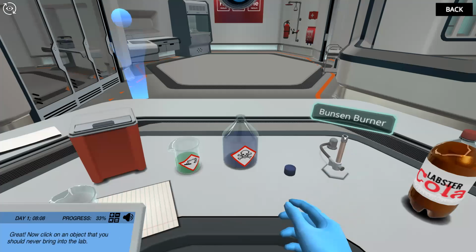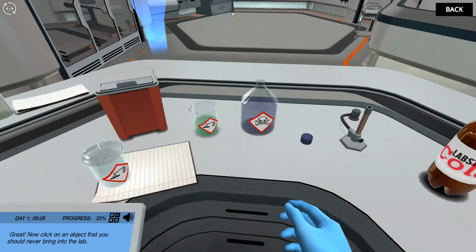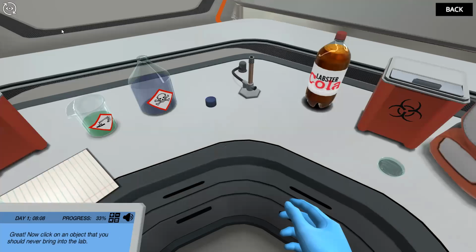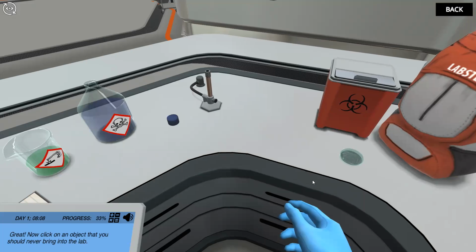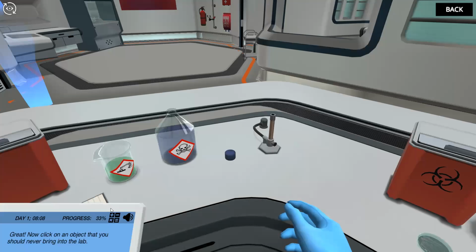Great. Now click on an object that you should never bring into the lab. Food somewhere. Food or drink, probably. Aha, right here. Lobster cola. Well spotted. Food and drink are strictly prohibited in the lab. Imagine if somebody grabbed the wrong bottle by mistake and took a sip of the toxic substance. Ooh. No, that's not good.